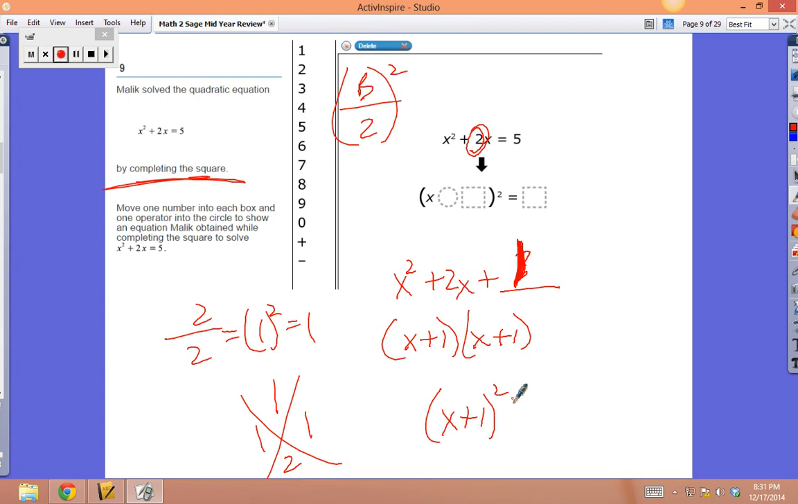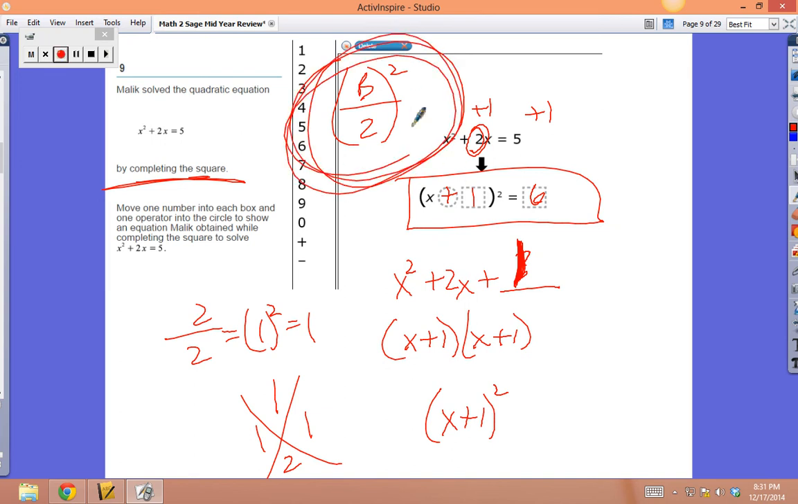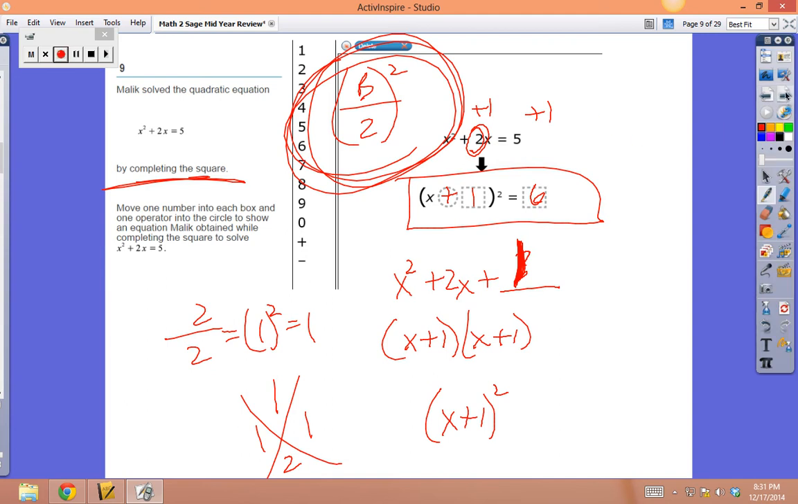And if you're going to add a 1 on this side of the equation, you've got to add a 1 on this side of the equation. So on the right hand side, you're going to have a total of 6. And on the left hand side, you can change that to x plus 1 squared. So to complete the square, take the middle, cut it in half, and times it by itself, and that's the number that will create a perfect square.